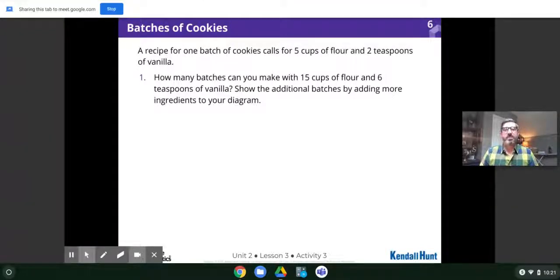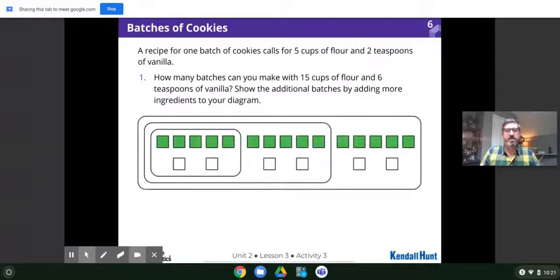So if they give us the total number of cups of flour and the total teaspoons of vanilla like they do in this case, then we can just divide our original recipe in there, and that'll tell us how many batches we have. So let's look. This is a diagram that shows us that recipe. So total, if you see the number of cups of flour in the green squares and the teaspoons of vanilla in the white squares, total in this instance, we have 15 cups of flour and 6 teaspoons of vanilla.